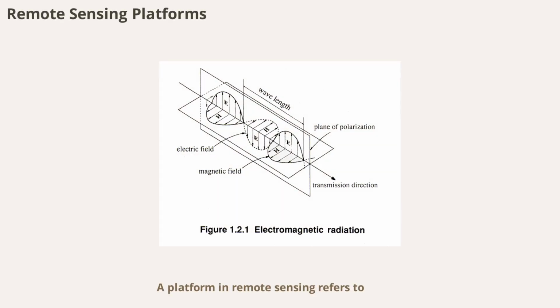A platform in remote sensing refers to the vehicle or structure that carries the sensor. Common platforms include aircraft and satellites, which enable us to capture data over large areas and in difficult-to-access locations. The choice of platform depends on the application, required resolution, and coverage area. For example, satellites are ideal for global monitoring, while aircraft are used for more detailed localized studies. The development of platforms like Landsat 1 in 1972 marked a significant milestone in Earth observation, making remote sensing data more accessible and useful for a variety of applications.